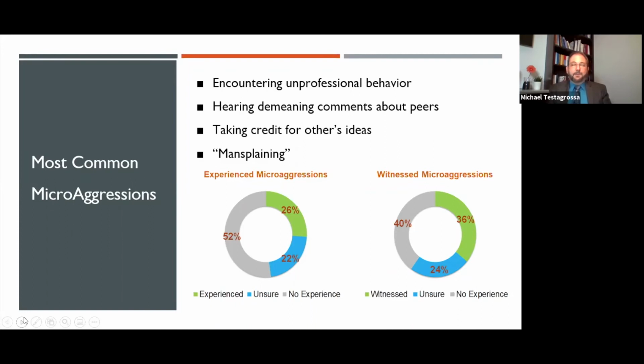The most common experiences of microaggressions cause up to 25% of workers to leave their jobs. Again, we talked about turnover. These are measurable outcomes. Unprofessional behavior, hearing demeaning comments about peers, or even someone taking credit for somebody else's ideas. Yeah, I had a couple of examples of each of these. And a lot of times when I talk about microaggressions, I start here.